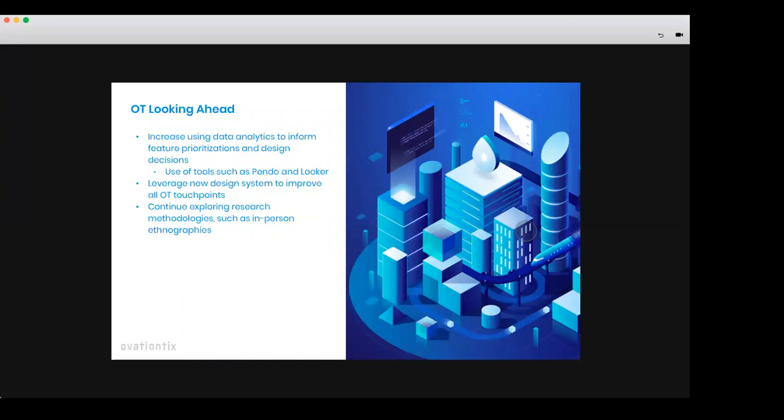The second one is leveraging this new design system to improve all OT touchpoints. So we've started this across some of them, but there's definitely many pages within the admin side of OvationTix. So our goal is that all of those touchpoints will have a consistent look and feel as well as experience.